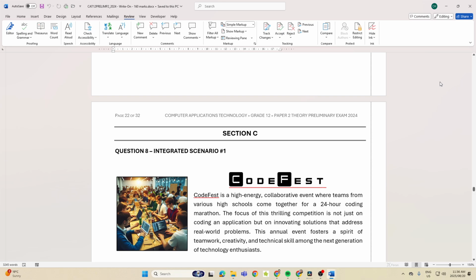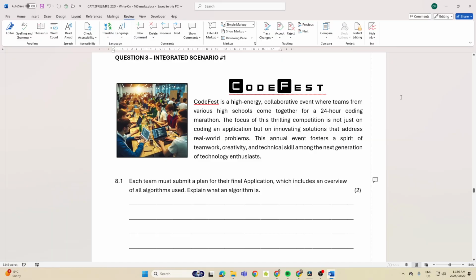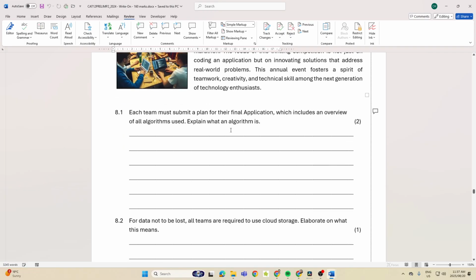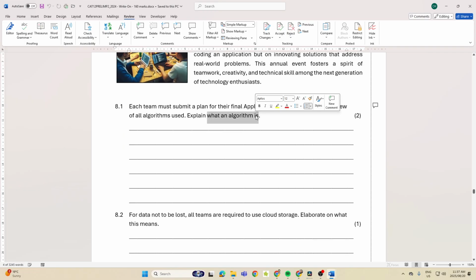And then lastly, 2024. So again, a scenario. We went into a different one that dealt with coding. So now we bring up terms like what an algorithm is. What is it? It's a step-by-step procedure or set of rules used to solve a problem or perform a task. That's going to give you 1 mark. Then you need to give me an example. So things like sorting data, making calculations, things like that.